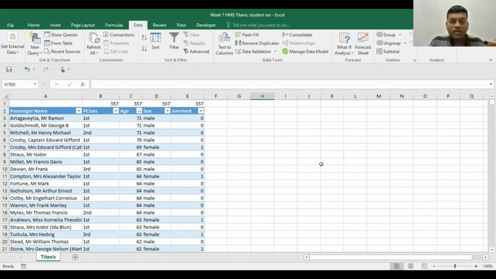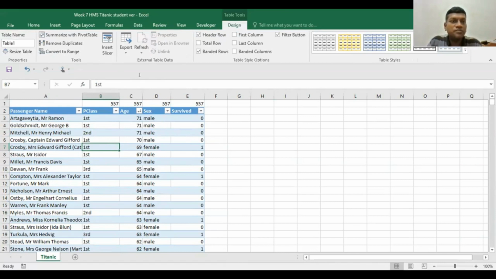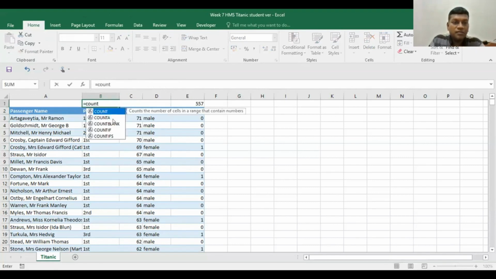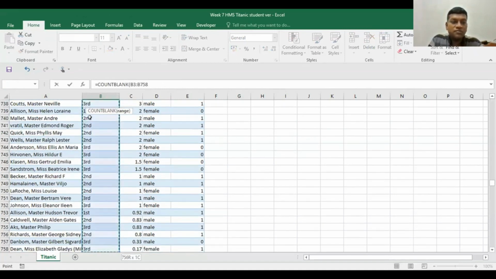Okay. So now we have a problem on hand. It is counting 557 errors here. So I will just try to convert it back from a table. I don't want it to be a table anymore. I'll convert it back to a range. Yes. And now let me check the blanks, control shift down all the way.